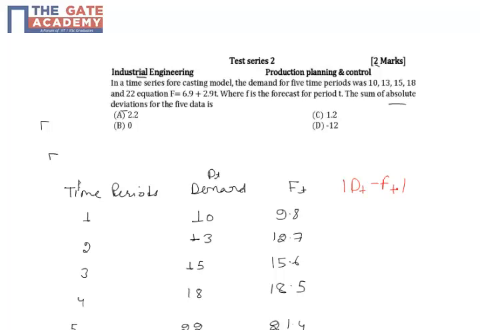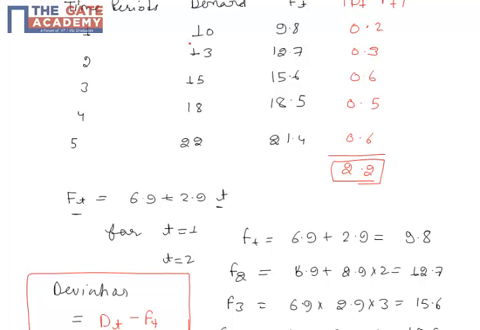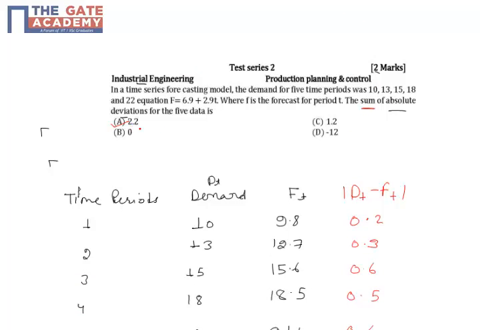So you subtract Dt minus Ft, and it becomes 0.2, 0.3, 0.6, 0.5 and 0.6. Now he asks for the sum of the absolute deviation, and the sum becomes 2.2. So if you can see, then option A is correct. Thank you.